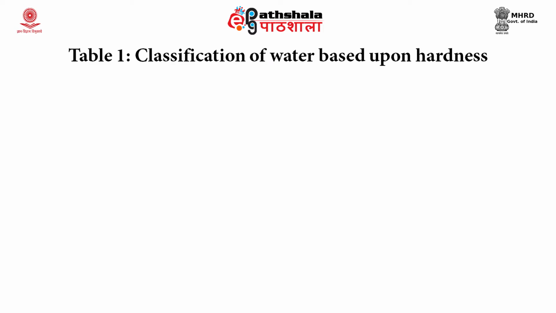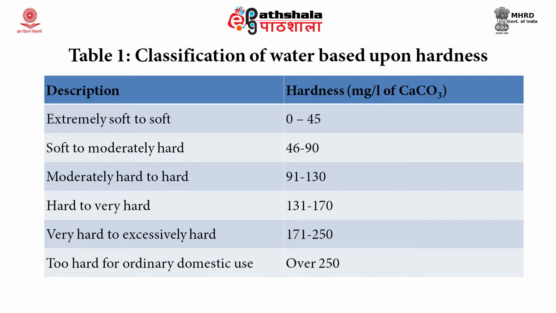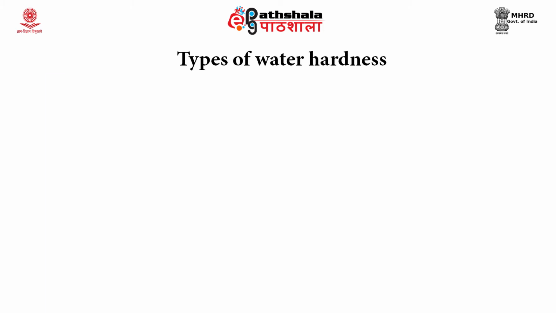Now, let us classify the water based upon its hardness. Water having up to 45 mg per liter of calcium carbonate equivalent is extremely soft to soft, and water having hardness in the range of 46 to 90 is moderately hard. Water having hardness beyond 100 mg per liter of calcium carbonate equivalent is called hard water, and water having over 250 mg per liter of calcium carbonate equivalent is too hard and is not fit for domestic purposes.